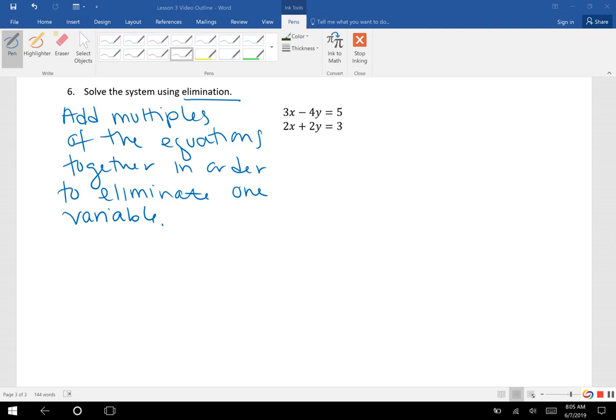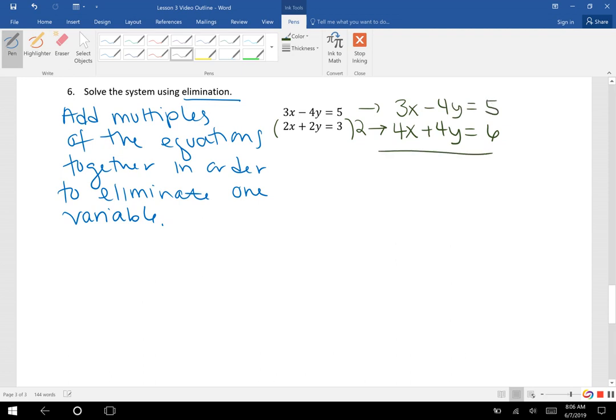And so if I take the second equation and multiply it by 2, notice that gives me 4x plus 4y equals 6. Now the numbers in front of the y's are the same, but opposite signs. And so that means if I add these two equations together, the y's are going to disappear, and I'm left with 7x equals 11. And this is an equation that's pretty easy to solve. You just have to divide by 7.